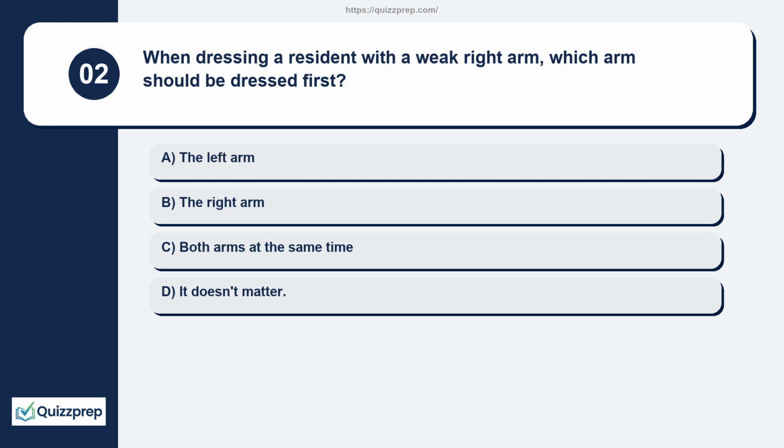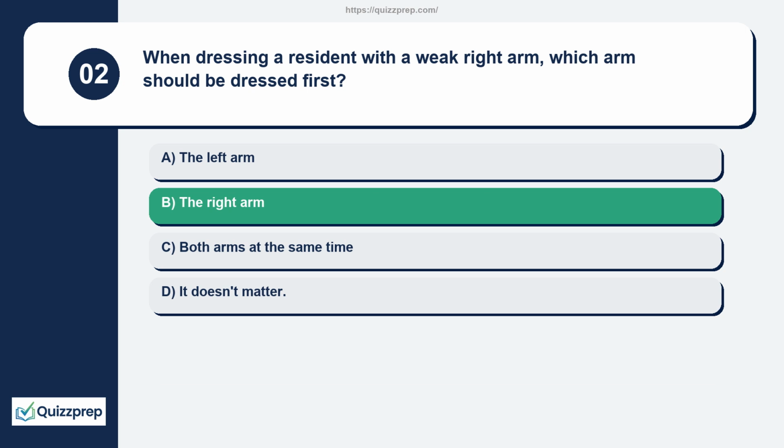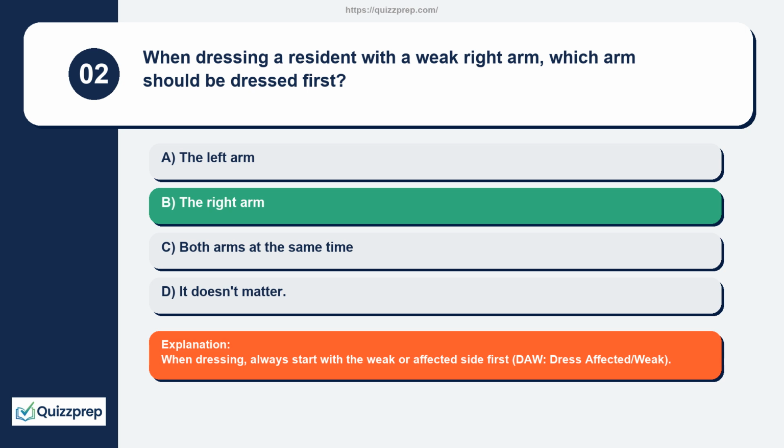Question 2. When dressing a resident with a weak right arm, which arm should be dressed first? The left arm, the right arm, both arms at the same time, it doesn't matter. When dressing, always start with the weak or affected side first. Dress affected/weak.